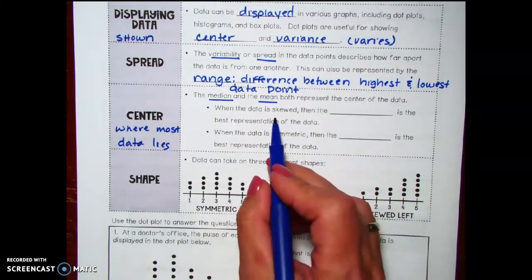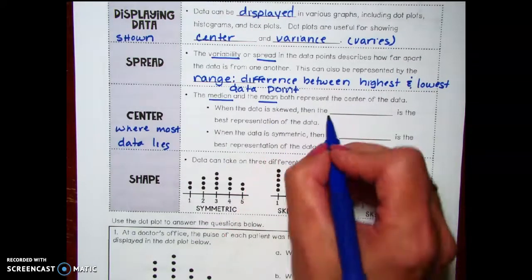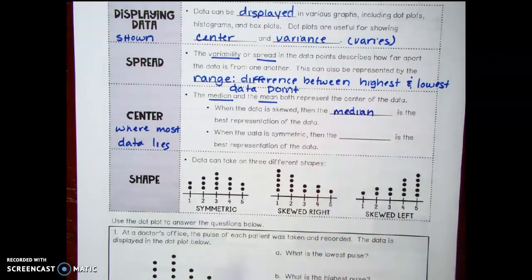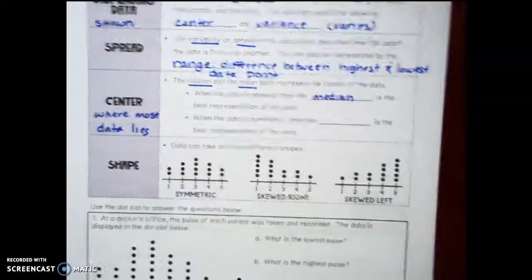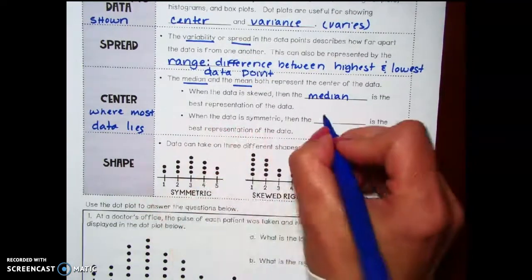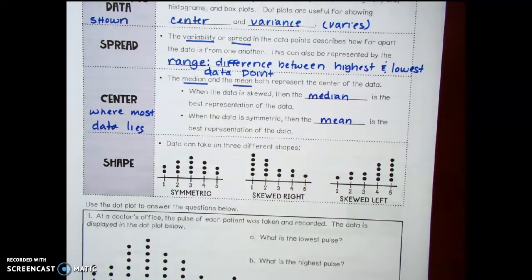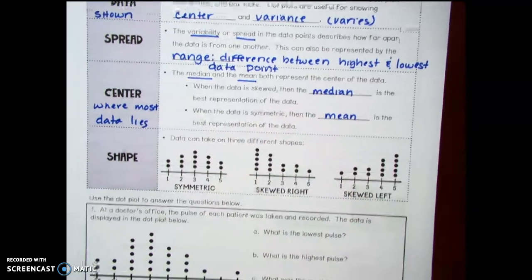And when the data is skewed, then using the median is the best representation of the data. But when the data is symmetrical, then the mean is the best representation of the data. We'll be coming to this more later in the week.